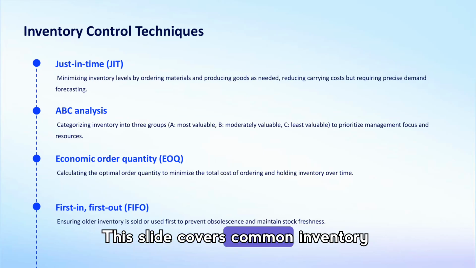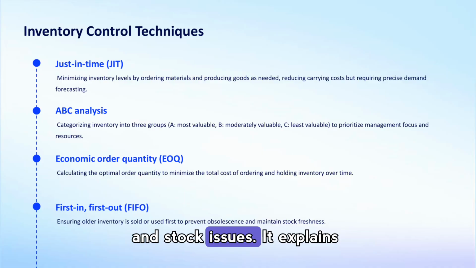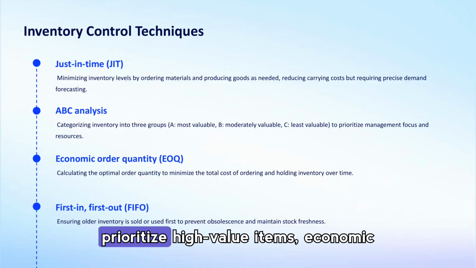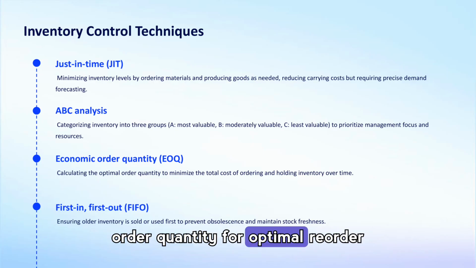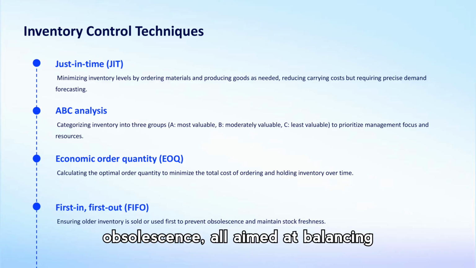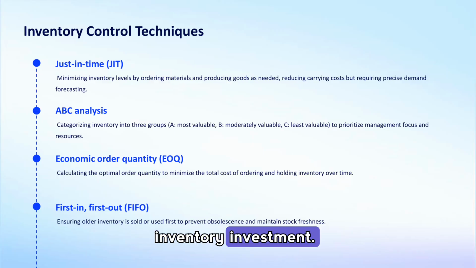This slide covers common inventory control techniques that reduce costs and stock issues. It explains just-in-time ordering to lower holding costs, ABC analysis to prioritize high-value items, economic order quantity for optimal reorder sizes, and FIFO to prevent obsolescence, all aimed at balancing service levels with efficient inventory investment.